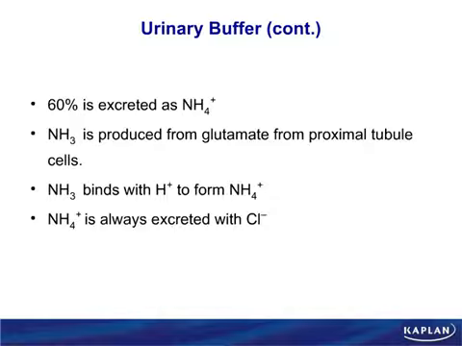The other 60% is excreted as ammonium. Ammonia is produced from glutamate by the proximal tubule cells. That ammonia binds to protons to form ammonium. So 60%, most of your acid, is excreted in the form of ammonium. Now, here's an important point: ammonium is always excreted with chloride. You never excrete ammonium alone. You excrete ammonium chloride, so when you look in the urine of these patients, you will see ammonium chloride. Opposites attract, so you always see them excreted together.